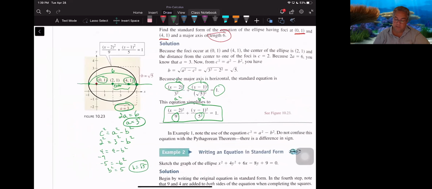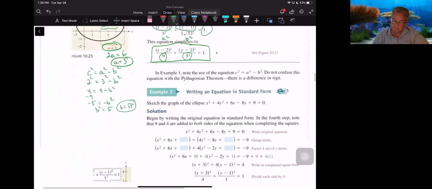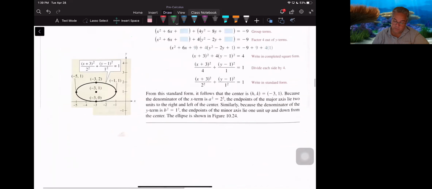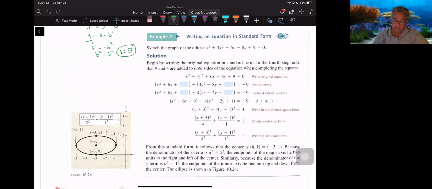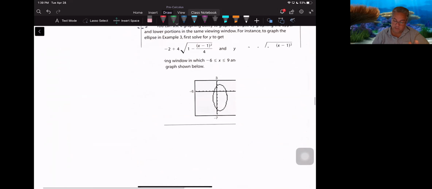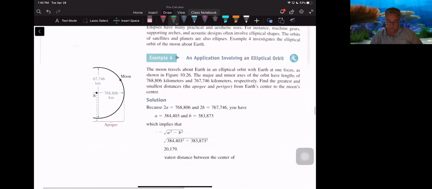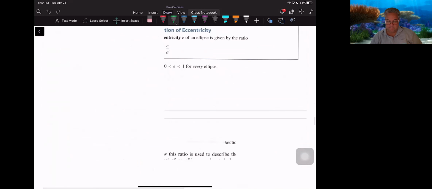Now you'll have to go forward and backwards, meaning you'll get this information and you have to give me the equation, or I'll give you the equation and then you have to give me the graph and all the information. Okay, here's an example here. You can go through this example too. I'm just going to jump into the homework for you and do a few of those, and that way you can see how it's done.